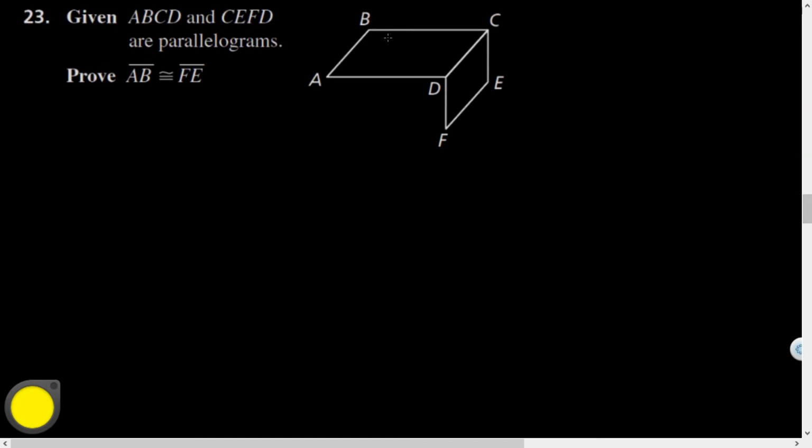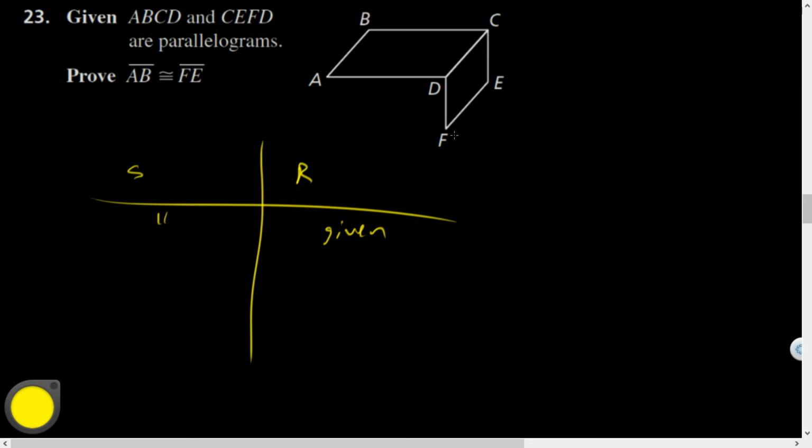All right, so given that both of these are parallelograms, prove AB is congruent to FE. Statement, reason, prove. So we've got some given information being that these are parallelograms. What's something I can say now? AB is congruent to CD by the parallelogram opposite sides theorem. I like it.